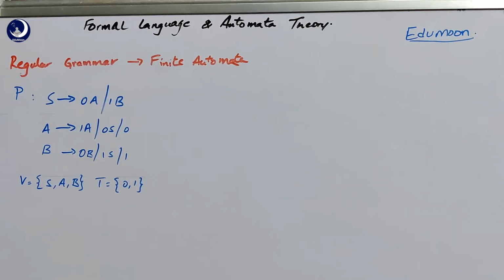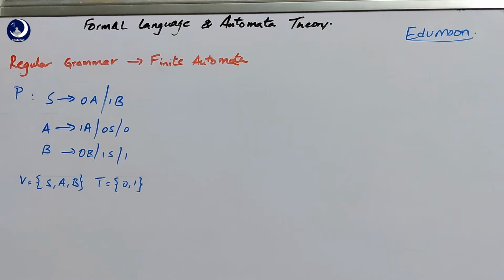Here the production rules P are given as S goes to 0A or 1B, A goes to 1A or 0S or 0, B goes to 0B, 1S or 1. Now in these production rules it is clear that the variable set is S, A and B, where S is the starting symbol and the terminals are 0 and 1. So this gives the definition of a grammar here. Now let us consider this example and convert it into a finite automata.